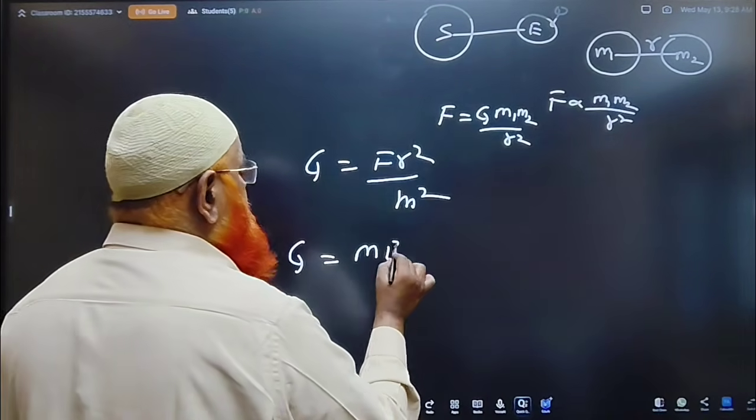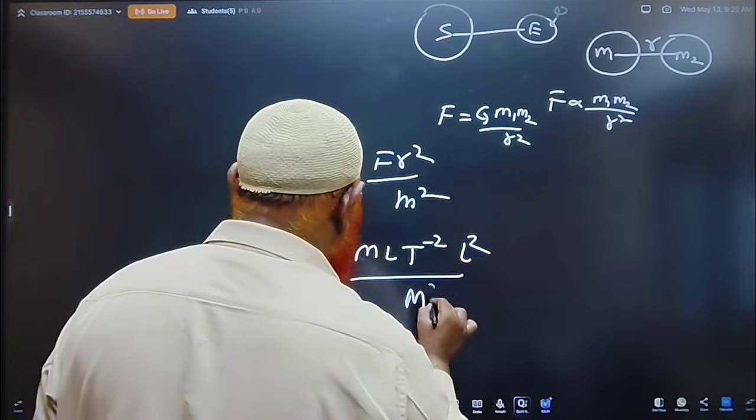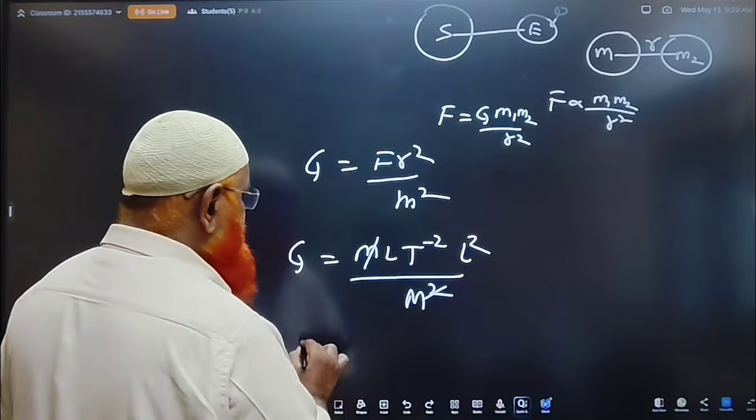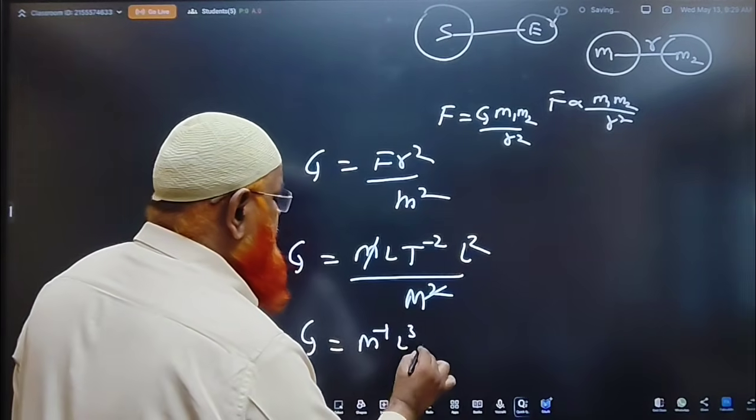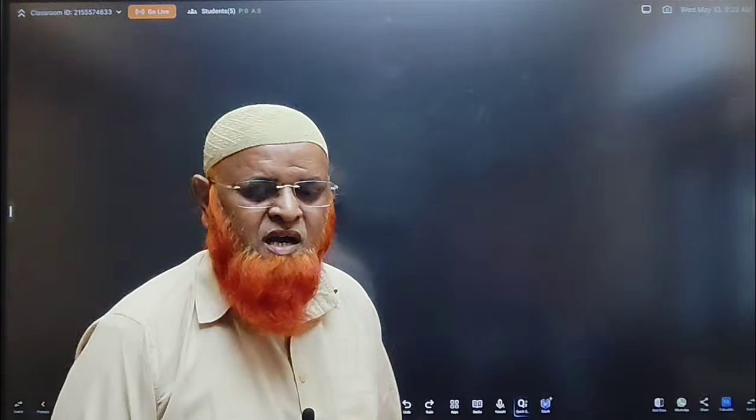F means what? M L T power minus 2. r means radius, L square. m means m only, m square. Mass is m, right? Getting cancelled, so G is equal to M power minus 1 L cube T power minus 2. Is it okay? Okay. So these are very important dimensional formulas.